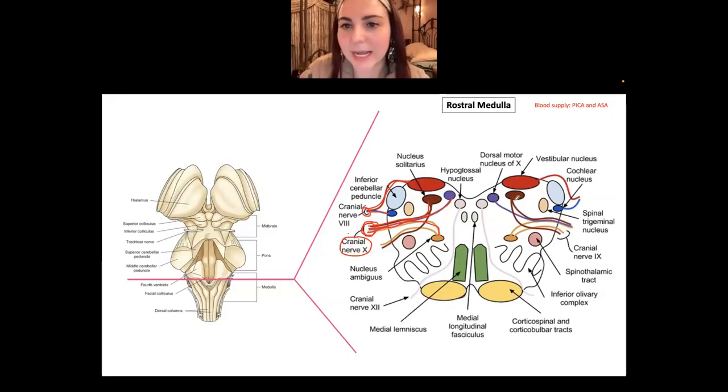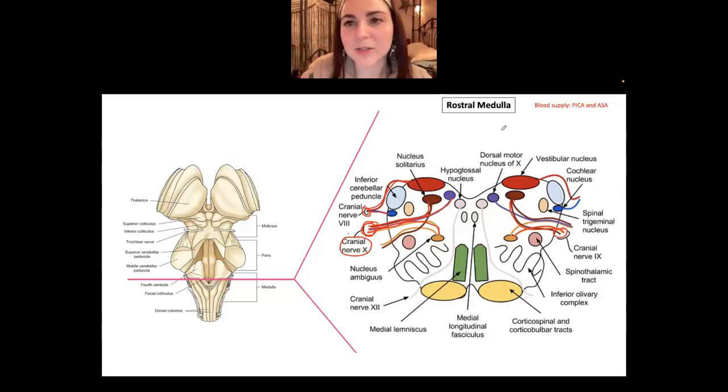Cranial nerve 9, same thing. It has a branch from the nucleus solitarius. Where is it? Nucleus solitarius. And it has a branch from your nucleus ambiguus here. And boom, there's your cranial nerve 9. And then here's your hypoglossal. Here's 12. 12 really only does tongue stuff, like tongue motor.